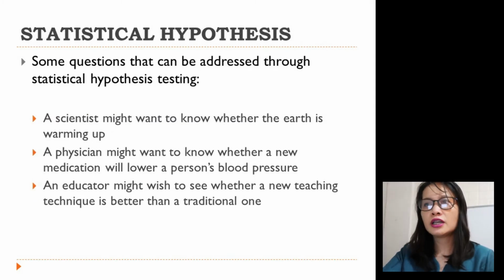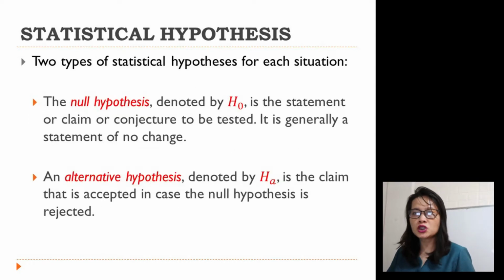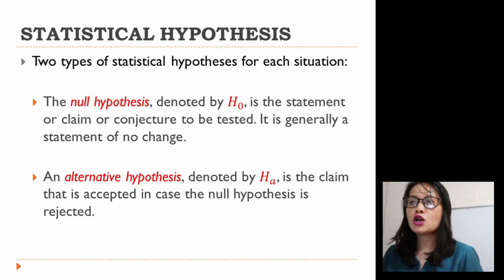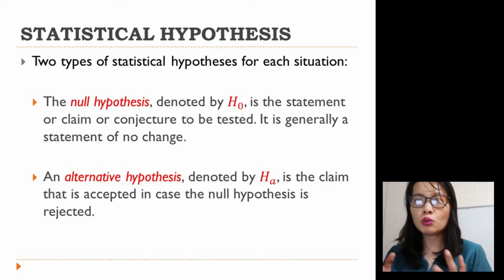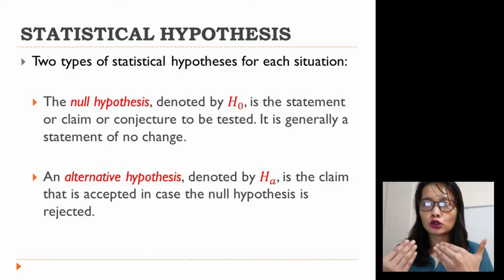Some questions that can be addressed through statistical hypothesis testing: a scientist might want to know whether the Earth is warming up. A physician might want to know whether a new medication will lower a person's blood pressure. An educator may wish to see whether a new teaching technique is better than the traditional one. So there are 2 types of statistical hypothesis for each situation. Number 1, the null hypothesis. And number 2, the alternative hypothesis.